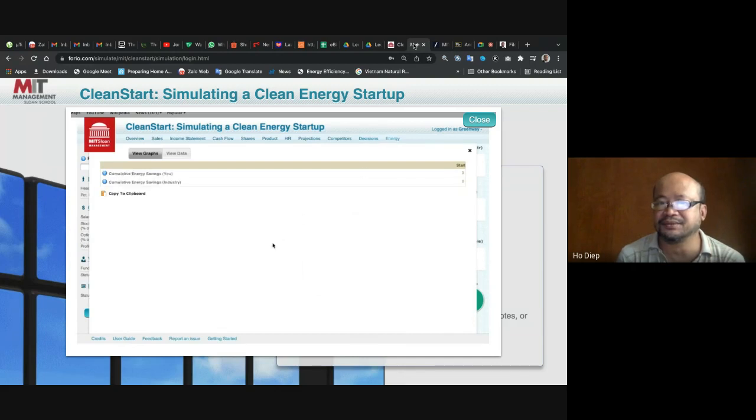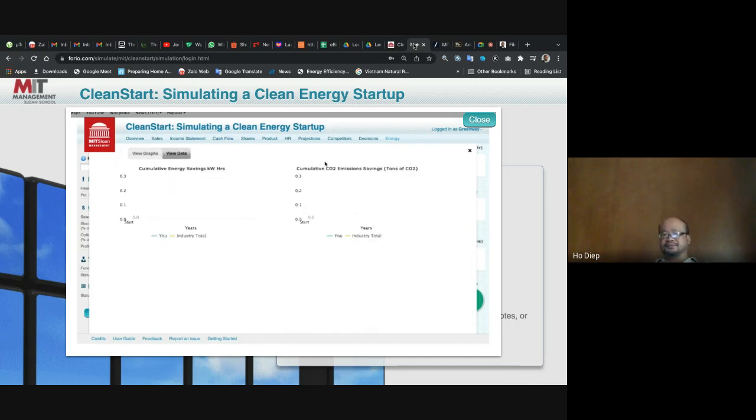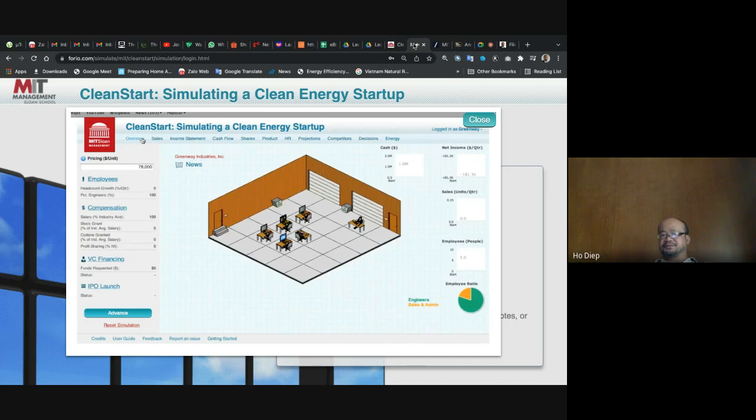And then, are you helping to make a better world? Well, here what you see are the cumulative energy savings that you've helped to facilitate for your customers, and the cumulative energy savings that your industry, including yourself and all your competitors, have been able to generate. And it's, of course, 0 at the start. So you can look at any of those tabs at any time, and as you go on, you'll see that these graphs evolve and give you a good idea of what's happening in your business.